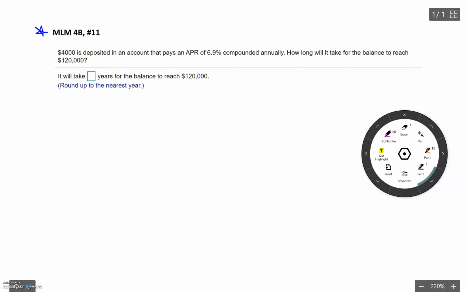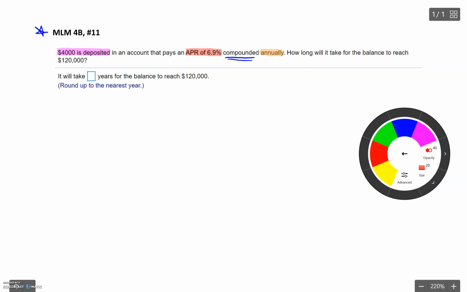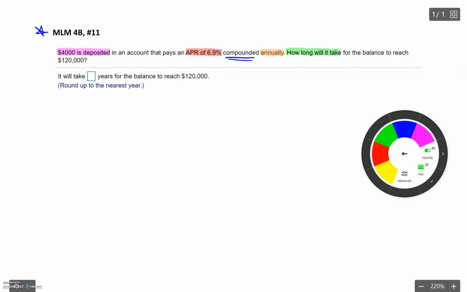This is question number 11 from the 4B My Math Lab homework. And in this question, we're told that $4,000 is deposited into an account that pays an APR of 6% compounded annually. Then we're asked, how long will it take for the balance to reach $120,000?